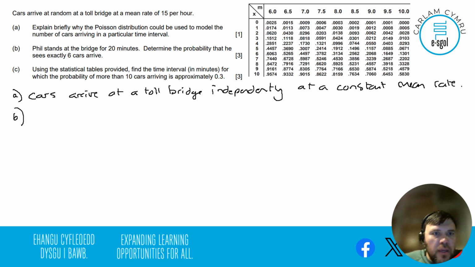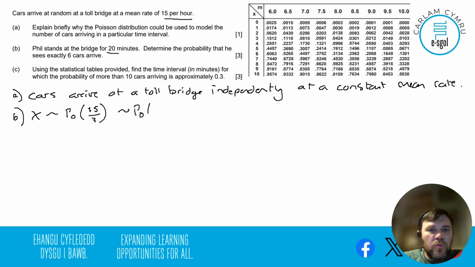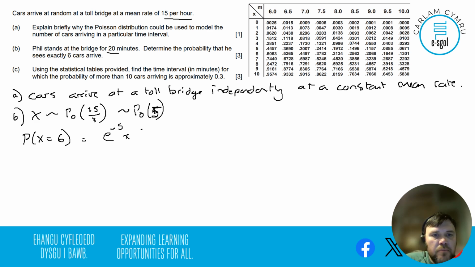Part B. Phil stands at the bridge for 20 minutes. Notice 20 minutes. This is 15 per hour. Determine the probability that he sees exactly 6 cars. So our lambda, we're going to say that X belongs to, well, if that's 15 per hour, 20 minutes, so it's going to be 15 divided by 3. So it belongs to Poisson 5, because obviously 20 minutes is a third of an hour. And then we want to see exactly 6 cars. So P(X = 6) is e to the minus 5 times 5 to the 6 over 6 factorial, which is going to give 0.146.